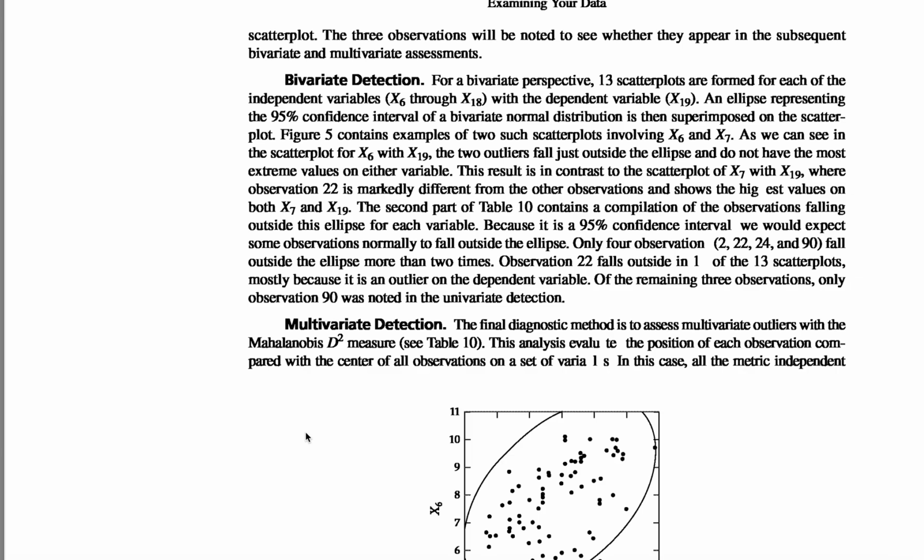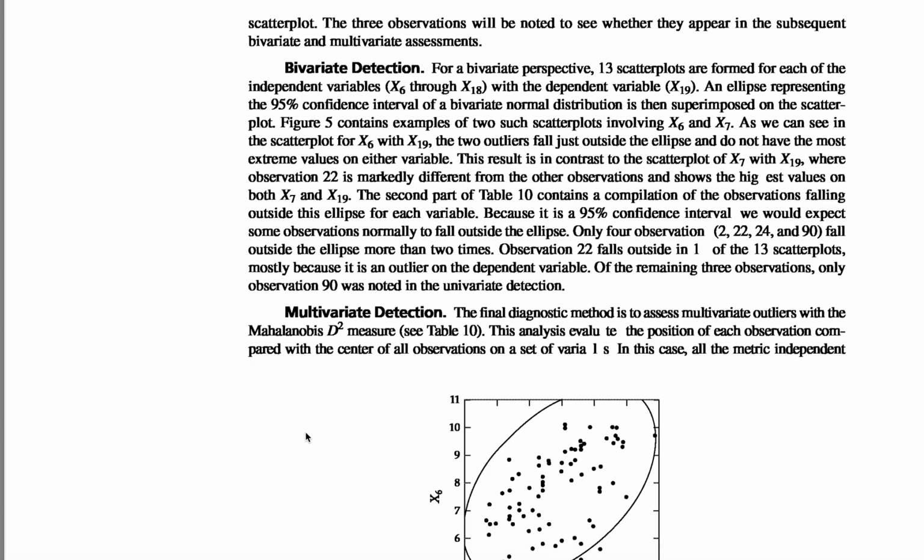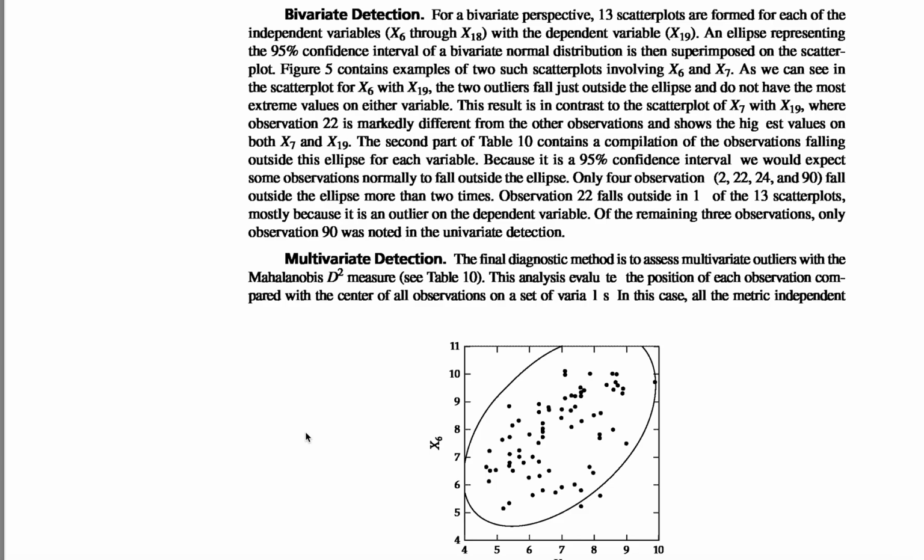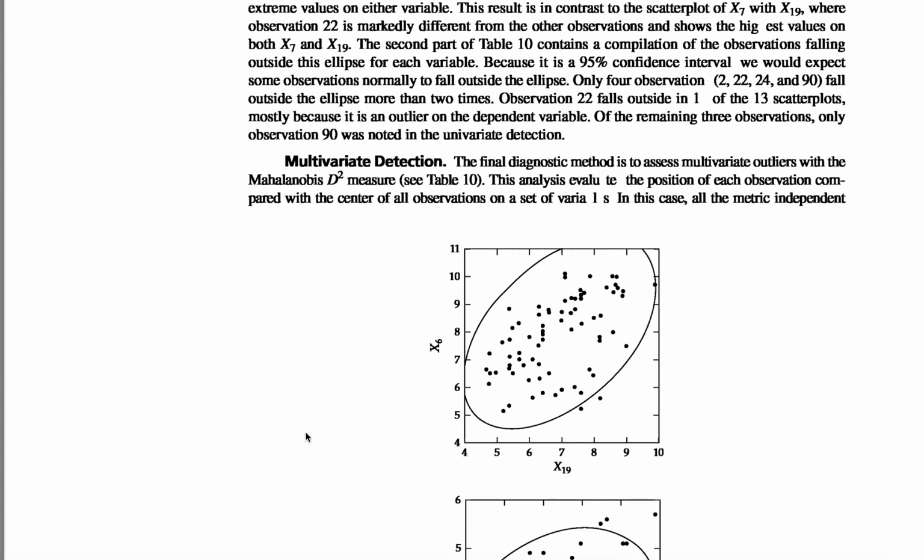The second part of the table contains a compilation of the observations falling outside the ellipse for each variable. Because it is a 95% confidence interval, we would expect some observations normally to fall outside the ellipse. Only four observations, 2, 22, 24 and 90, fall outside the ellipse more than 2 times. Observation 22 falls outside in one of the 13 scatter plots, mostly because it is the outlier on the dependent variable. Of the remaining three observations, only observation 90 was noted in the univariate detection.